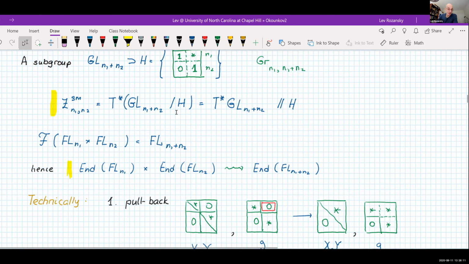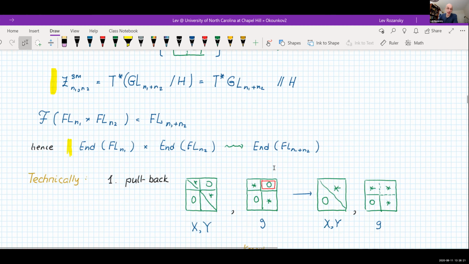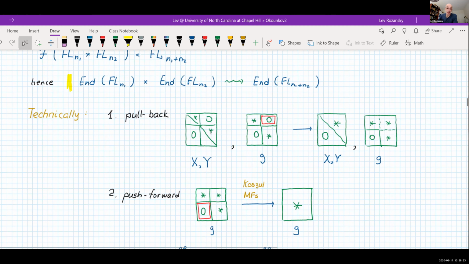That's what it does. And therefore, it will also provide a functor between endomorphism categories. So technically, it looks like this. You have matrices X and Y, which are block upper triangular, and you have matrix G, which is block diagonal.